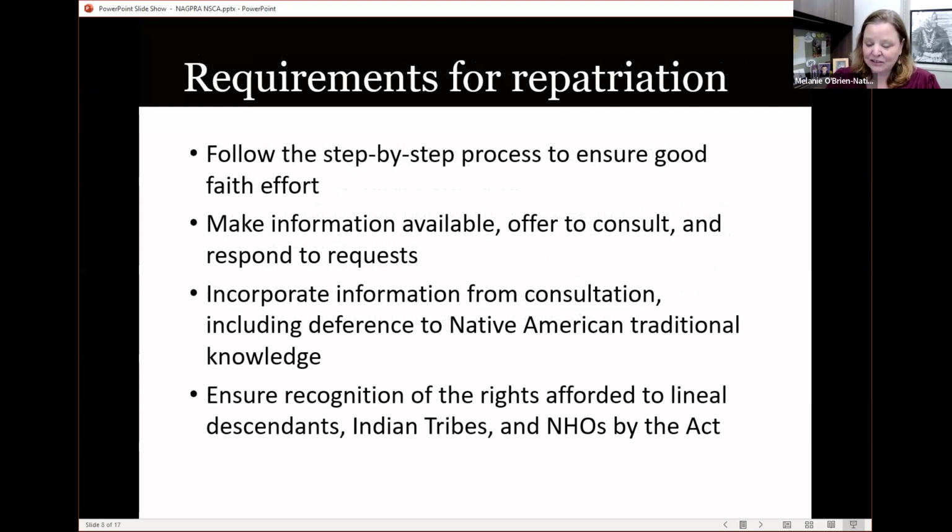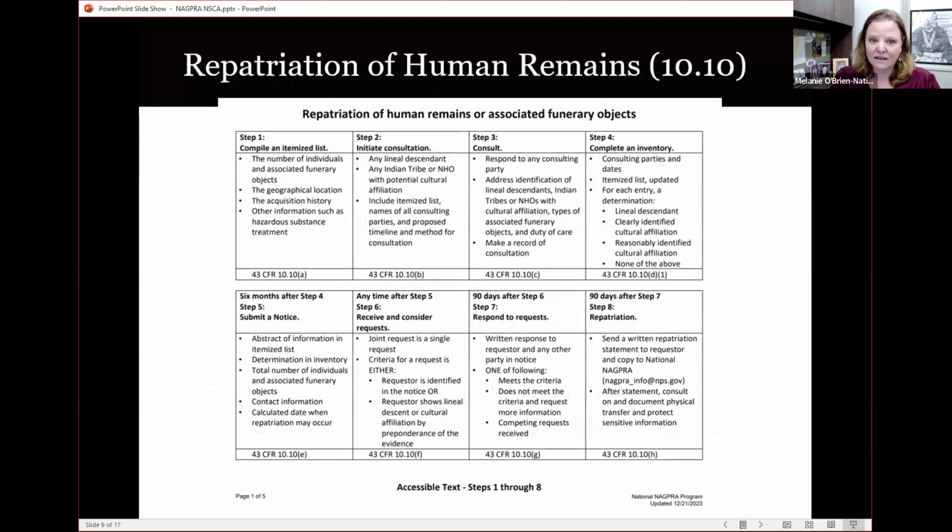So the requirements for repatriation are to follow the step-by-step process to ensure that the museum is taking a good faith effort to make information available, offer to consult, and to respond to requests from Indian tribes and Native Hawaiian organizations. There is, and has been since 1990, a requirement to incorporate information from consultation in decision-making under NAGPRA. And this is all, again, to that overarching intent of the law, which is to recognize the rights of lineal descendants, Indian tribes, and NHOs.